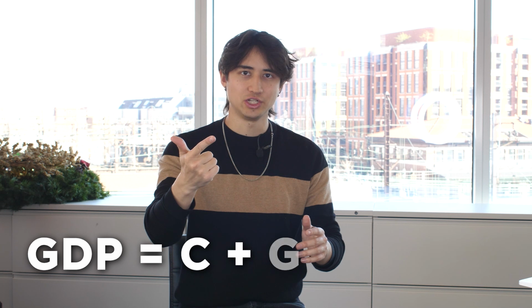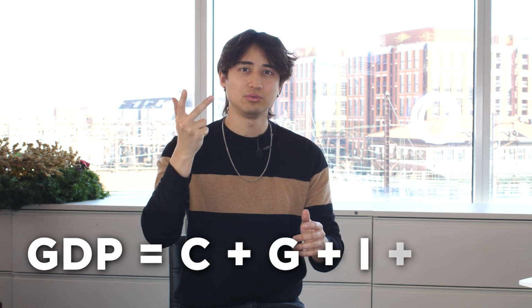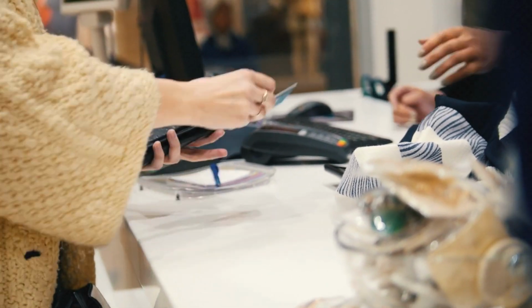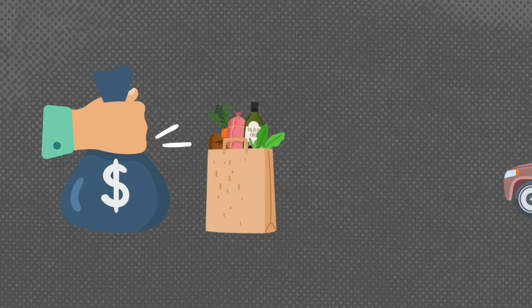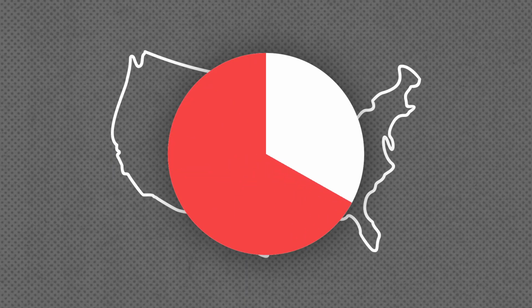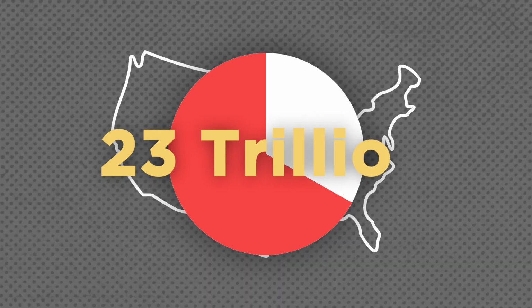Here's the equation we use to calculate GDP. GDP is equal to C plus G plus I plus NX, where C is consumption, G is government spending, I is investment, and NX is net exports. Consumption is consumer spending and various expenditures. We spend money on goods like food and services like mechanics. Consumer spending is the largest component of GDP, with it being over 2/3 of the US's GDP of $23 trillion.